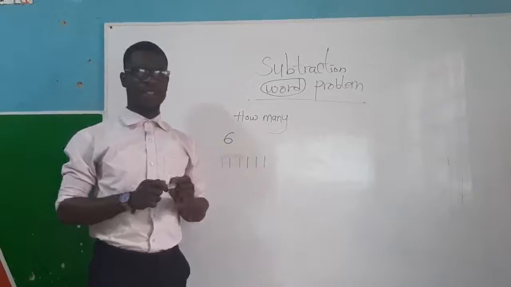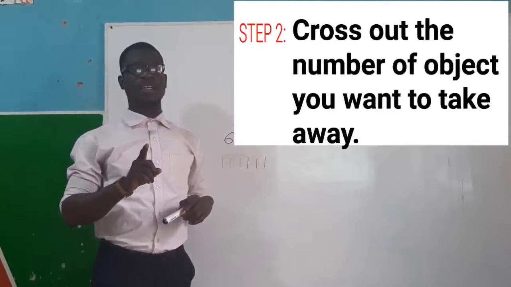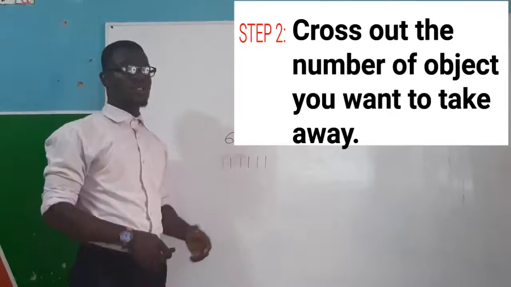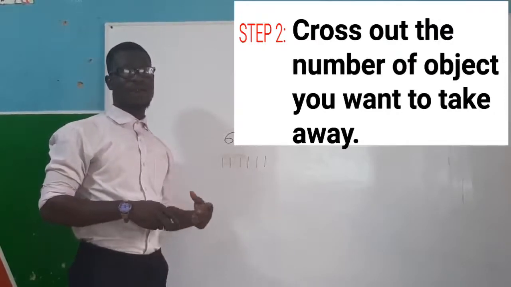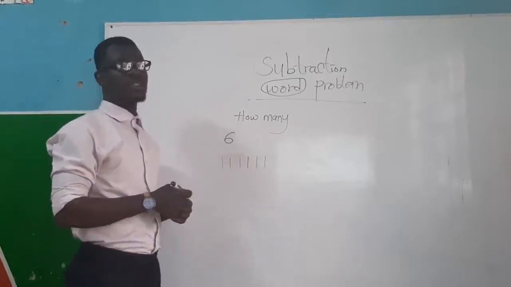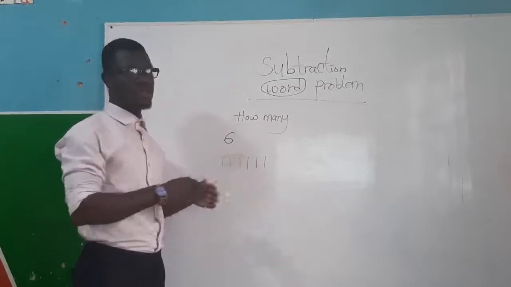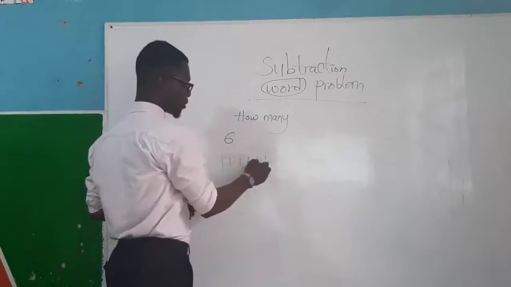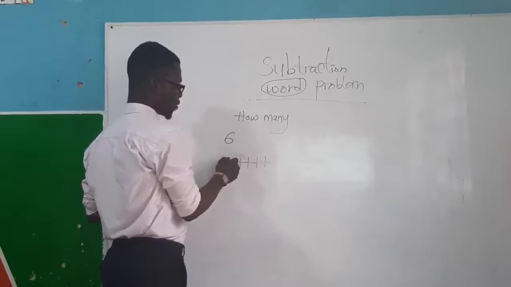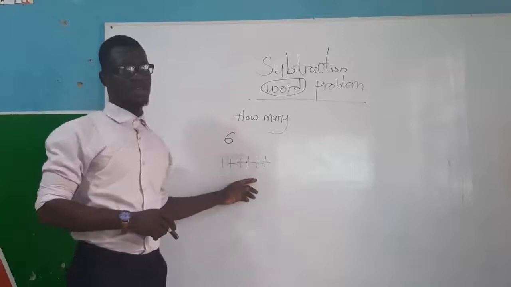The next step is you will cross out the number of objects that were taken away. According to the story, the total number of birds that flew away from the line was 5. So we will cross out the 5 birds from our strokes, which will be 1, 2, 3, 4, 5. This is the second step that you will do.